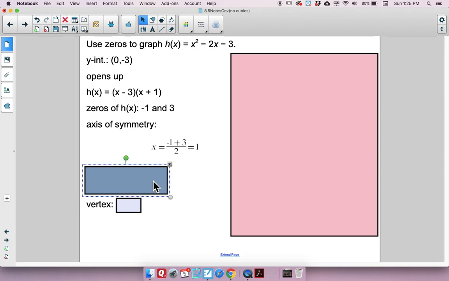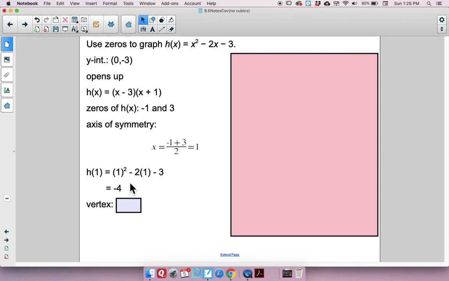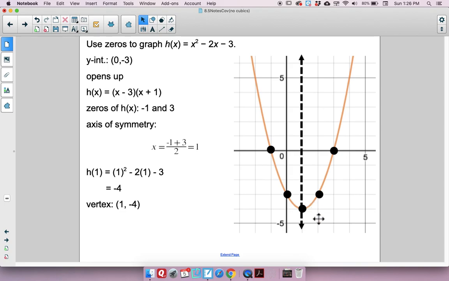So we have to plug in 1 for x to figure out what h of 1, or what y, would be. And if I do that, 1 squared is 1. That gets me a -2 and a -3. Combine 1, -2, and -3 together, and I get -4. So our vertex is going to be 1, -4. So hopefully your graph looked like this.